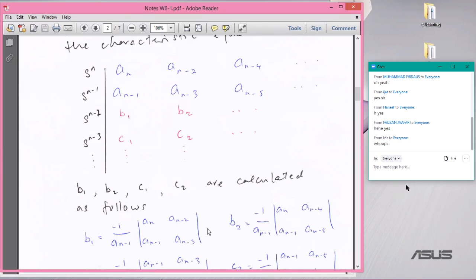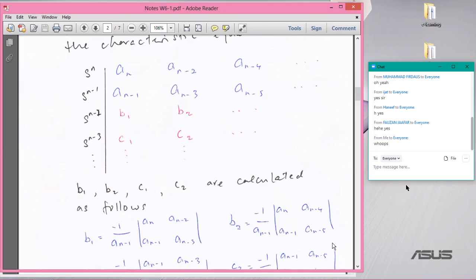If you look here, the second column for B1 is an minus 2, an minus 3. The second column for B2, so this is B2, you look one column to the right, which is an minus 4, an minus 5. And then that is how you compute B1 and B2 and B3.